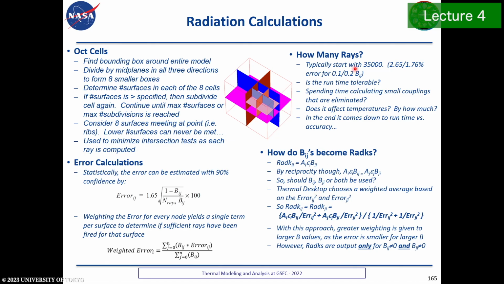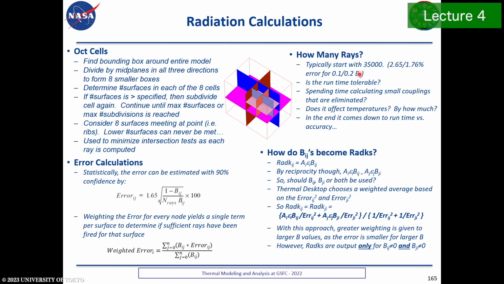Now, there's always the question, how many rays? Like I said, I start with 35,000. This gives me a 2.65% error for a 0.1 Bij, a little less for a higher Bij. The thing you need to consider is, do I really care if I have 100% error on a Bij that's 0.000001? Is it really going to matter? So yes, I may have a really large error, but it may be such a negligibly small term that I don't really care that much about it.